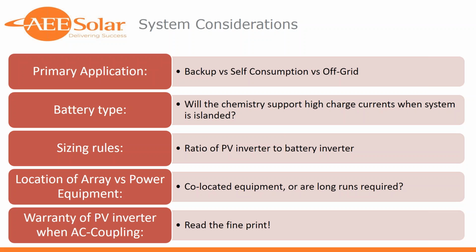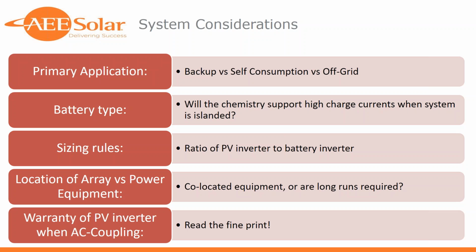Sizing rules. So, your ratio of PV inverter to battery inverter. And as I mentioned, at best, at its most aggressive, you're going to want to do no more than 1 to 1. In most cases, you're going to want to do like 0.75 to 1. So if you're thinking about an 8 kW Radian, no more than 6 kW of PV inverter. On a 6848, you're probably going to be 5 to 6 kW PV inverter. Location of array versus power equipment. Co-located, okay, maybe DC coupling is a fit. Long run, it's really going to steer you towards an AC coupled solution.